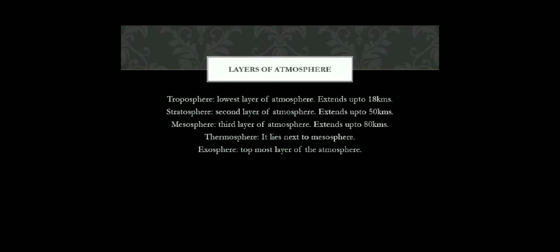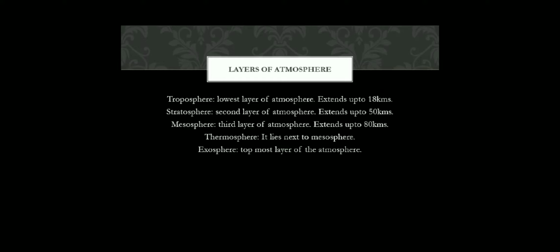Troposphere. Troposphere is the lowest layer of the atmosphere. It extends up to 18 kilometers at the equator and 8 kilometers near the poles. This layer has all the atmospheric elements such as temperature, pressure, winds, clouds, rainfall, etc. All weather changes occur in the troposphere. Temperature and pressure decrease with the increase of altitude.